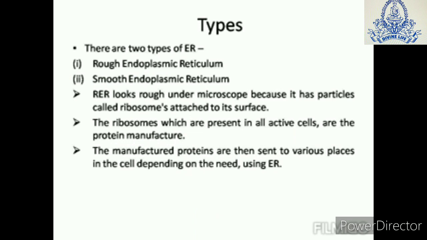There are two types of endoplasmic reticulum. First is rough endoplasmic reticulum or RER. Second is smooth endoplasmic reticulum or SER. Now rough endoplasmic reticulum, when observed under the microscope, looks rough. Why? Because particles called ribosomes are attached on its surface. Here the ribosomes are mainly responsible for the formation of proteins. Now the proteins which are formed are then sent to various places in the cell depending on the need. So when the cell requires, the proteins are sent. And how are they sent? Using the endoplasmic reticulum.